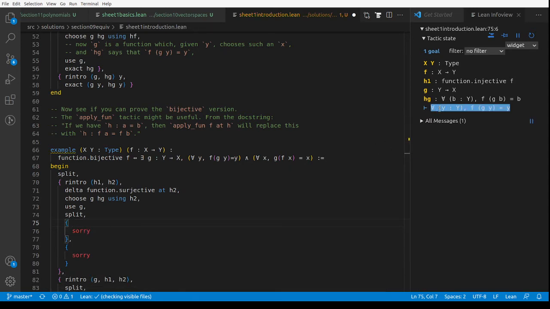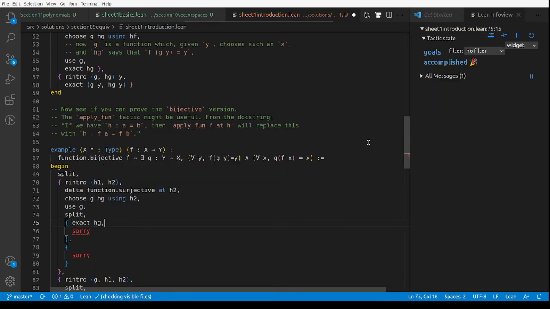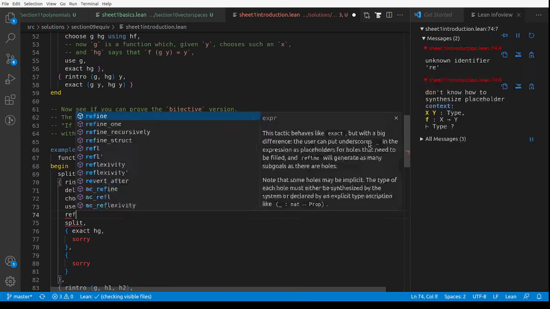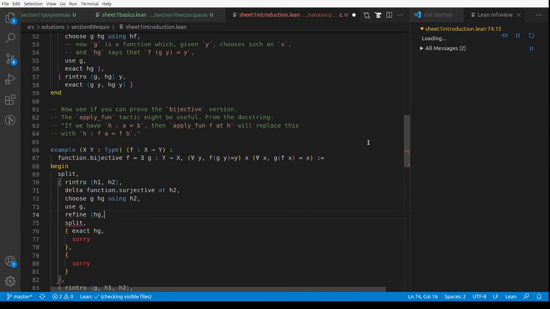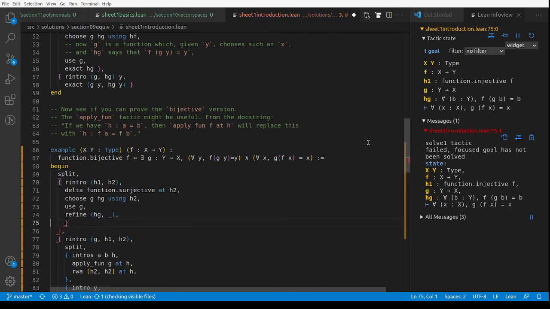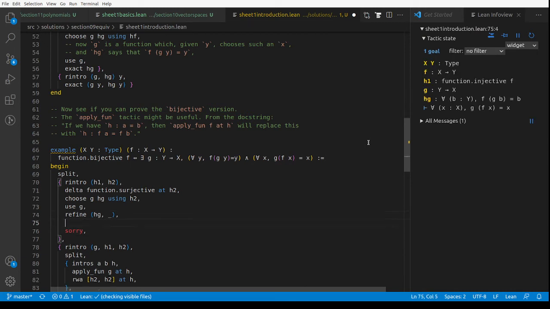So this one is the one we have already. That's exact hg. I mean, in fact, it split an exact hg. We could probably have done refine hg comma underscore instead of split, right? We don't have to split and then put more brackets in because one of our proofs was just hg, so we may as well just insert the proof hg immediately.